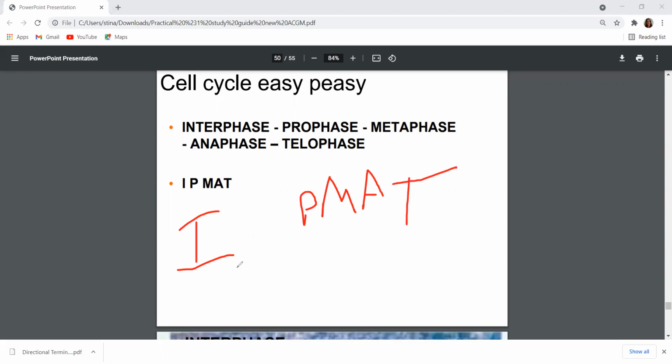Okay, so this one over here by itself, that is interphase. Remember, interphase is going to be where the cell is growing and duplicating DNA, getting ready to divide, but the cell is actually not dividing yet.